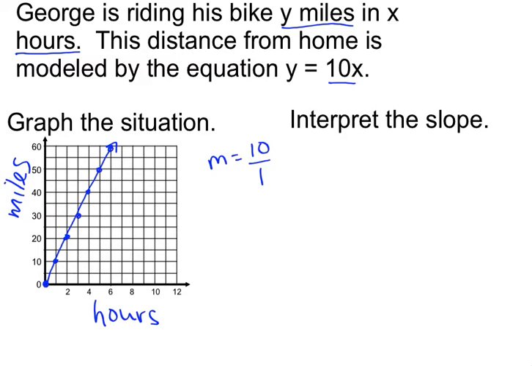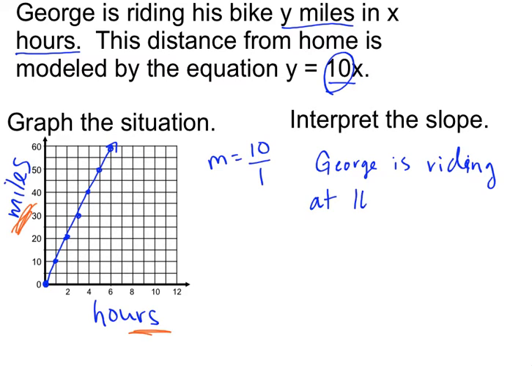And it says to interpret the slope. Now, interpret is telling you what does it mean. 10 what? Well, in this case, it's 10 miles per hour. It's 10 y per x. So it means that George is riding his bike at 10 miles per hour. That's what it means.